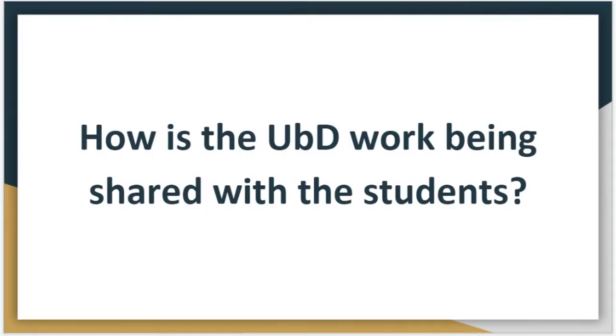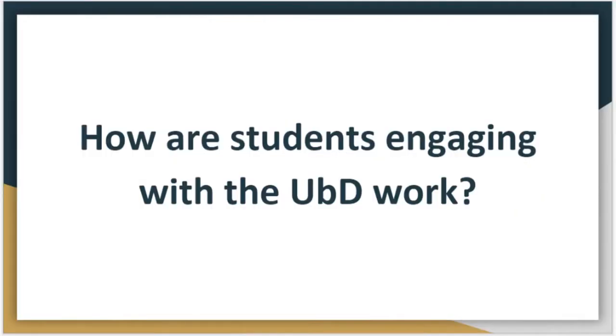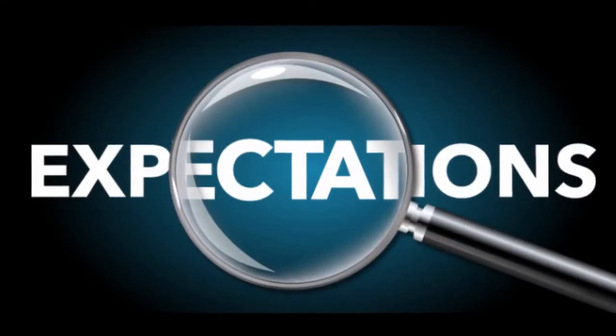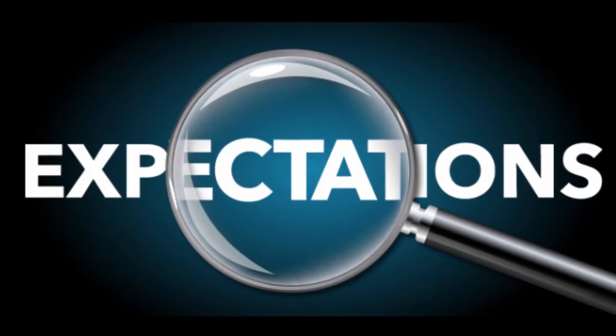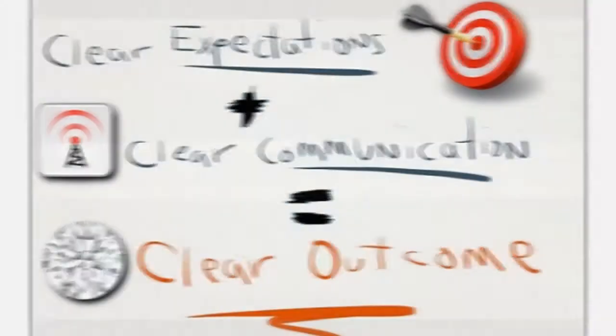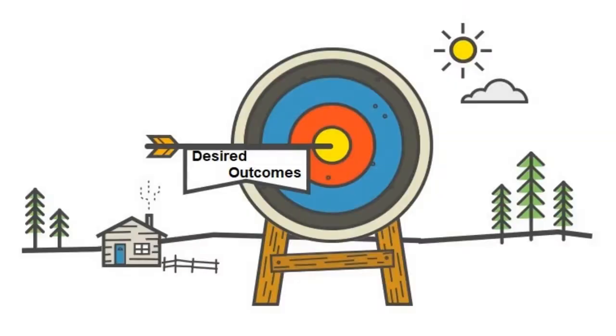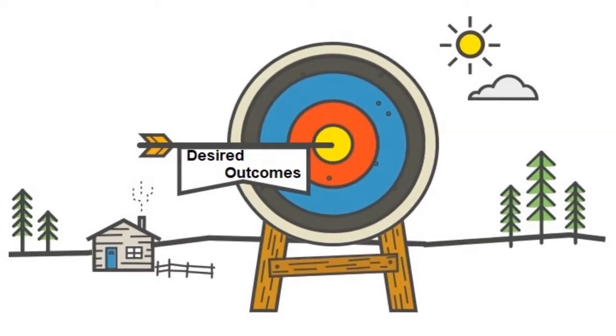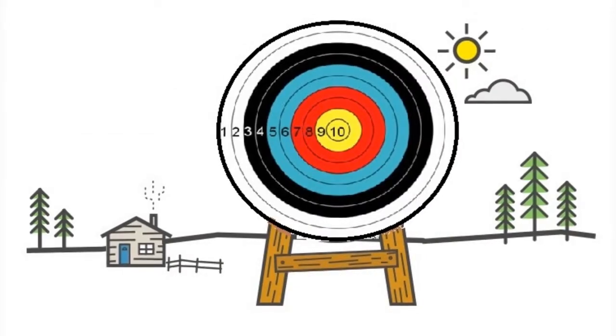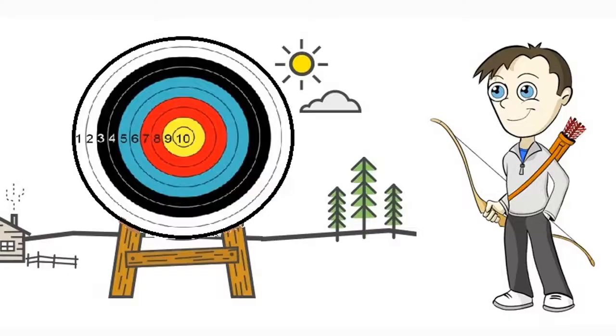The questions we are asking today are, how is the UBD work being shared with the students? And how are students engaging with the UBD work? Ultimately, the work is being completed to clarify student expectations and improve their learning process. It only makes sense that we would share those expectations with the students, to communicate with them about the target they are shooting for, how we are going to measure that they hit the target, and what we are going to do to help them prepare for the shot.